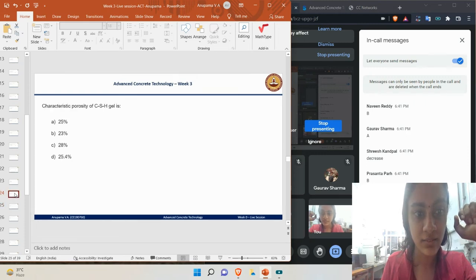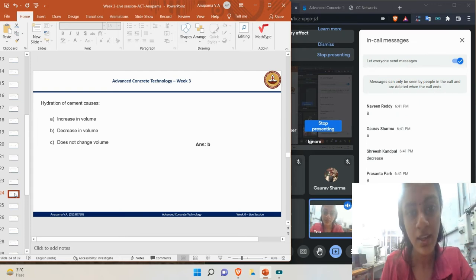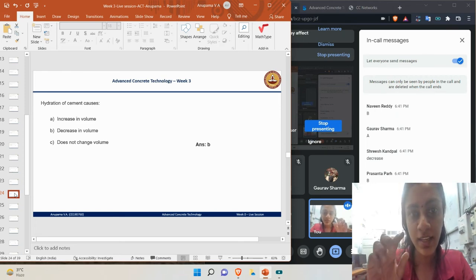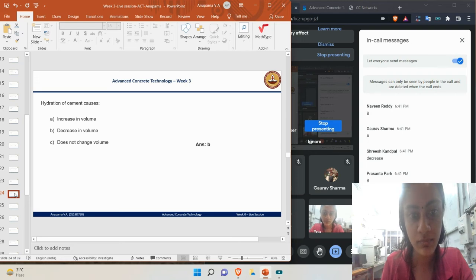Ma'am, could we associate this question with the shrinkage that happens after the hydration? No, no. See, shrinkage does happen, but even if we assume there is no shrinkage, even if we take the first second after we pour water, the hydration happens immediately. So even if shrinkage is assumed to be zero, there is a reduction in the volume. Yes, generally what you said is correct.